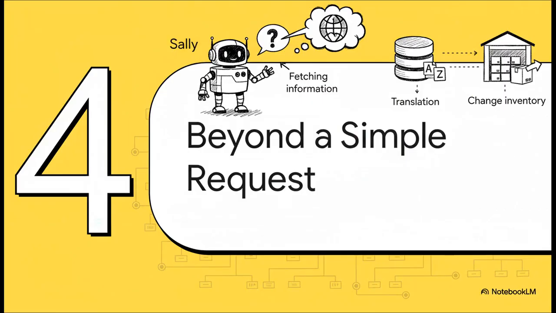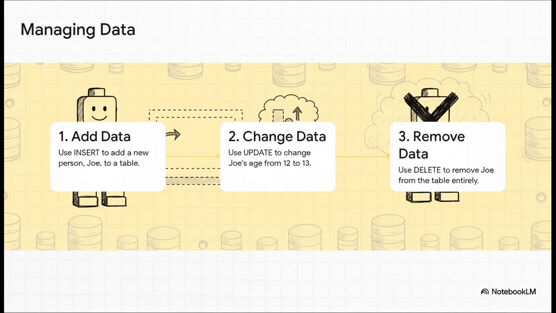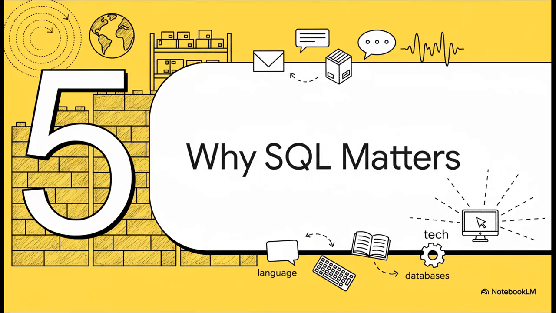But wait, there's more. Sally can do a lot more than just fetch information. She's a full-service translator. You can also ask her to actually change what's inside the warehouse. So, besides just asking for stuff, there are 3 other main commands you need to know. First, you can use insert to, say, add a brand new Lego person named Joe to a table. Simple enough. Then, when Joe has a birthday, you can use update to change his age from 12 to 13. And finally, if poor Joe moves away, you can use delete to remove him from the records altogether. The big takeaway here is that SQL gives you total control to not just read, but also manage all of your data.